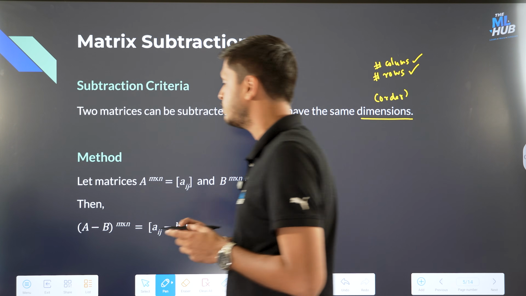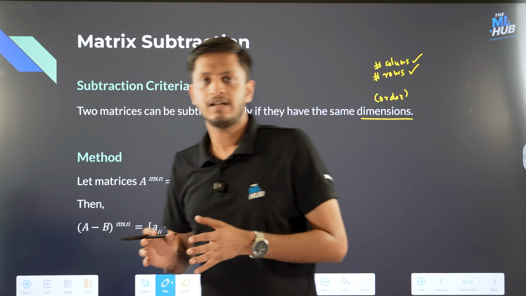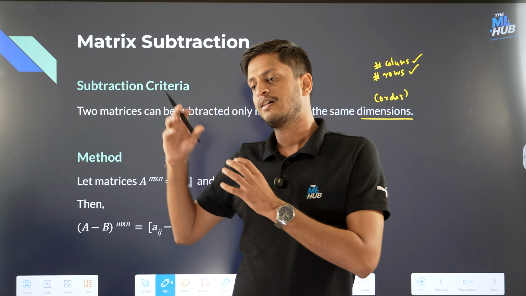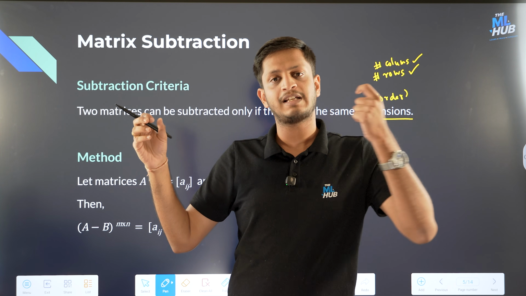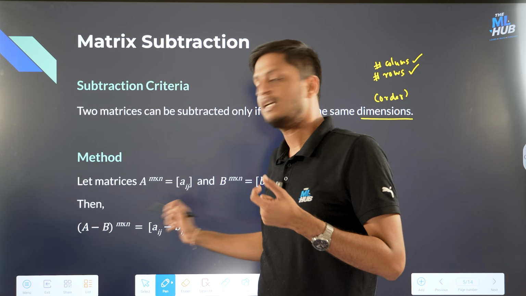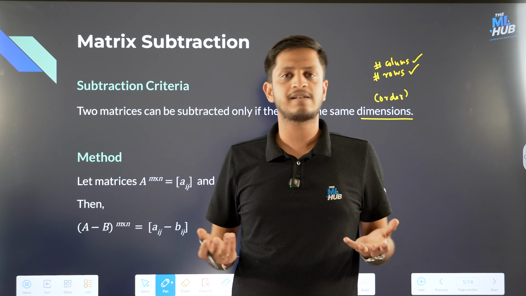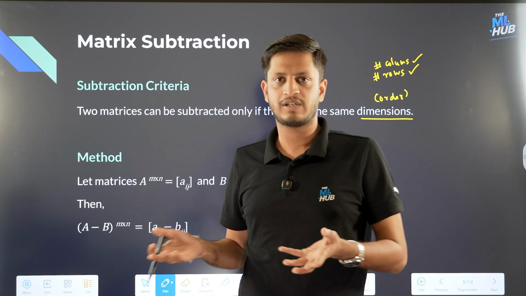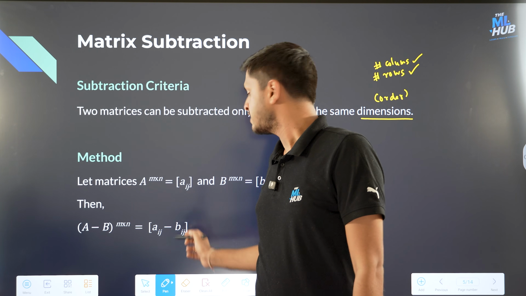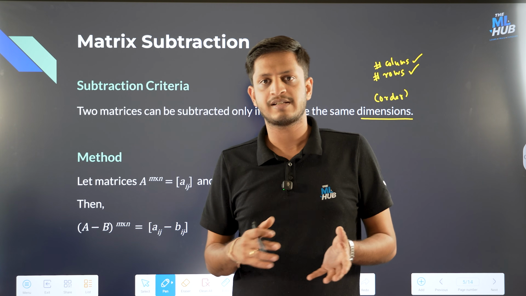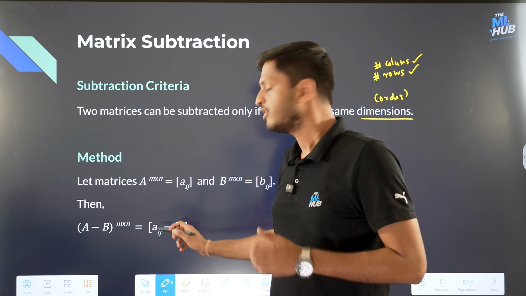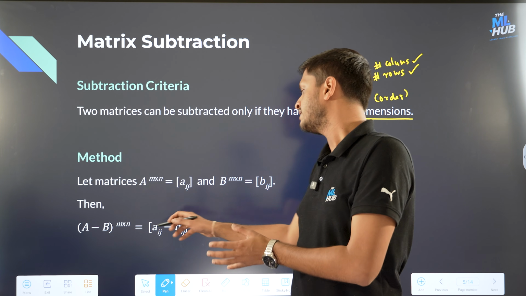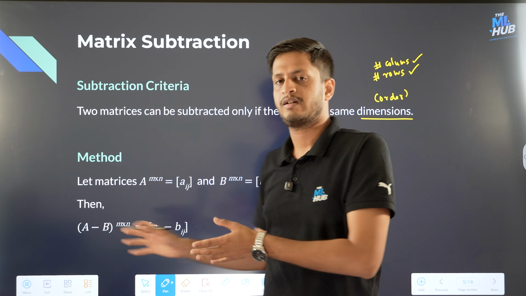But here you have to note that if you are doing A minus B, then you have to subtract the element in the A matrix, and then from that element you have to subtract the element in the B matrix. A minus B, it is not B minus A. In addition it does not matter, A plus B is same as B plus A, we know that, right? But in subtraction A minus B will be different from B minus A. So the whatever matrix is coming first, you have to take the element of that matrix first and then subtract the element of the second matrix from it, okay, like this.